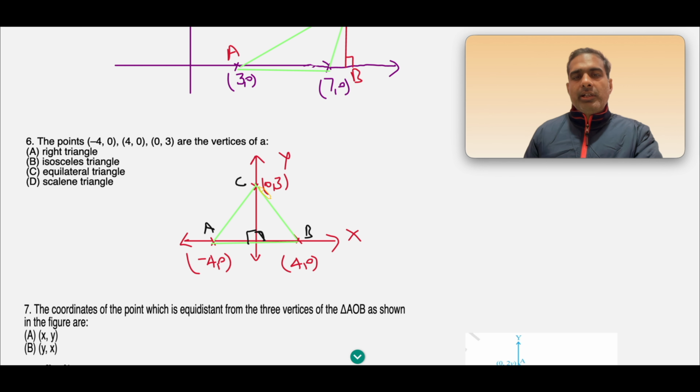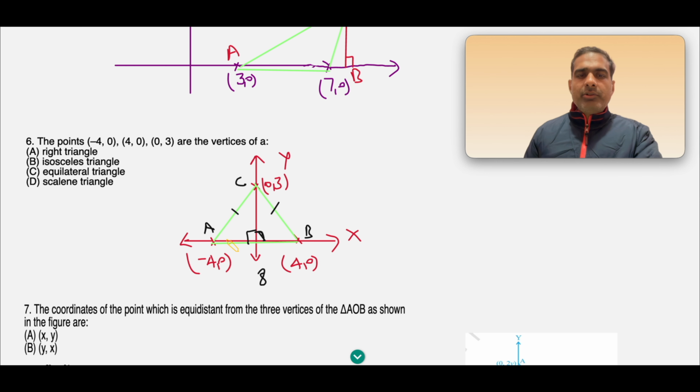And we know any point on the perpendicular bisector of a line segment is always equidistant from its endpoints. So we can say AC will be equal to BC. The distance of the point C from A and B will be equal. So anyhow, this triangle is going to be isosceles if AB is not equal to AC or BC. If I find the length of AB, A is (-4, 0) and B is (4, 0), so the length of AB will be 8.